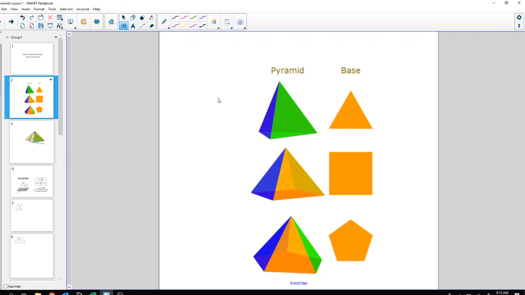So if we look at this one here, the base on the bottom there is a triangle, so we have a triangular pyramid. We have to make sure that we can identify the right shape, because if we don't identify it as the right shape, we're going to use the wrong formula when it comes to finding the surface area. This one here, it's kind of hard to tell in the picture what shape the base is, but if we look at this one over here, we have a square pyramid.